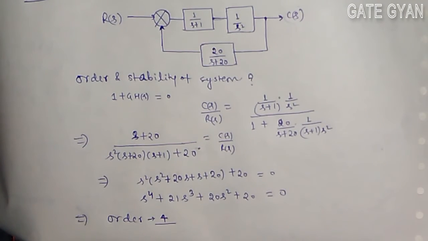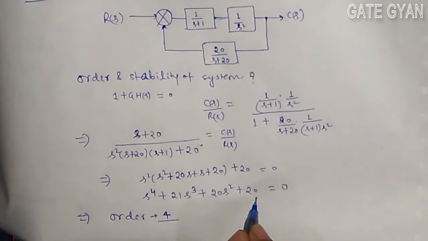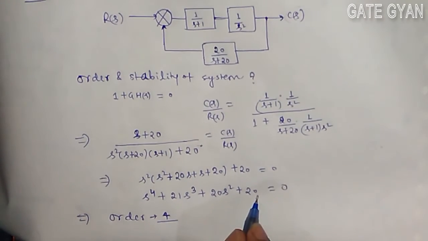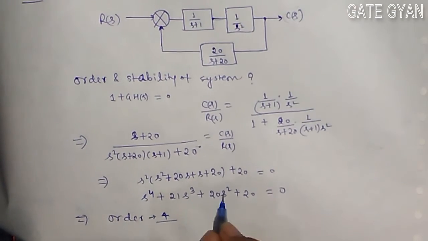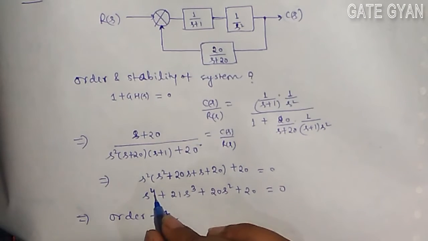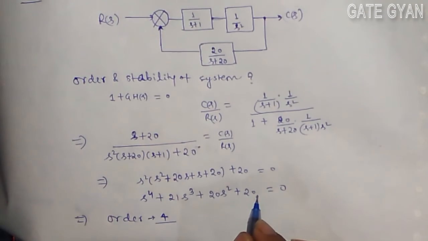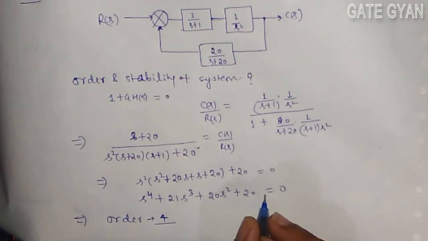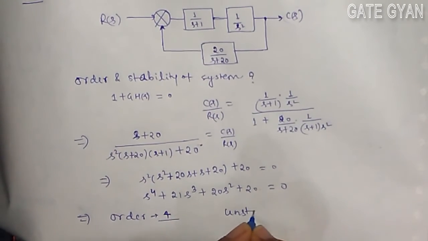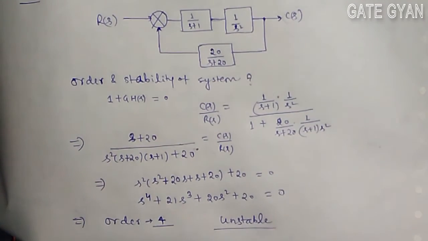And now to check the stability and instability, we can use the Routh-Hurwitz criteria. The essential condition is that all powers of s must be present in the closed loop characteristic equation for a system to be stable. Here we can see that s to the power 4 is present, 2 is present, s to the power 0 is also present, but s to the power 1 is not there. So from this equation only we can say the system is unstable. Our option will be order 4 and system unstable.